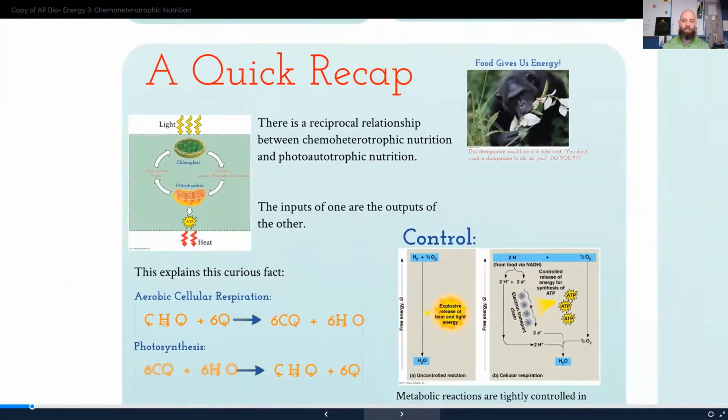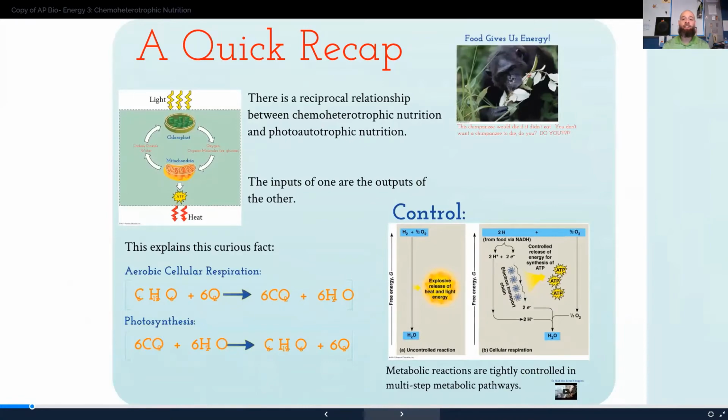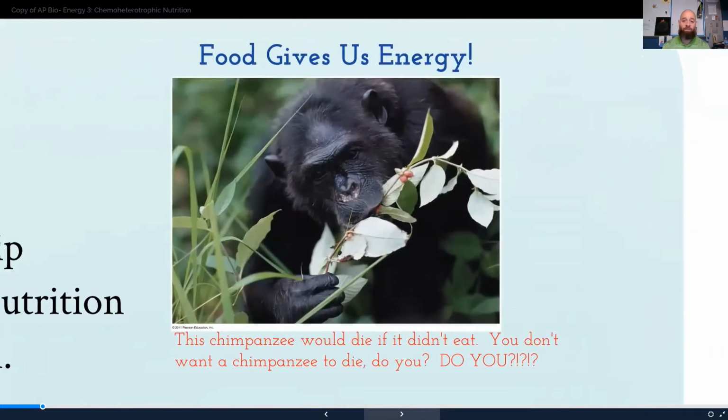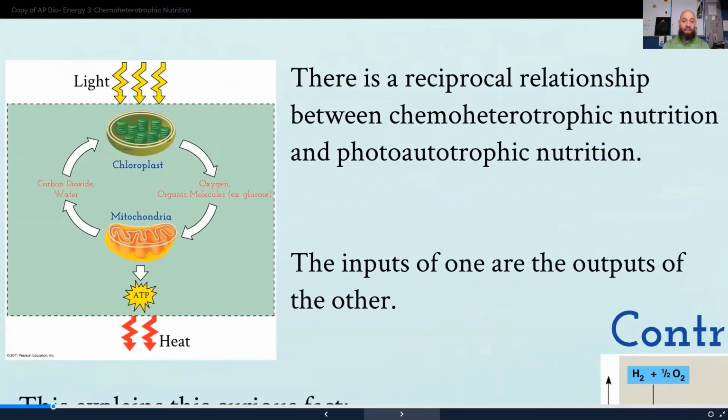How do living systems process energy? Well, quick recap on energy in general. Food gives us our energy. We break energy out of the bonds of other molecules and then couple those into our ATP, which our body then couples into other reactions. So very heavy on our thermodynamics there, with energy being transferred, not created or destroyed. There's a reciprocal relationship between chemoheterotrophic nutrition and photoautotrophic nutrition, or between cell respiration and photosynthesis. And that is that the inputs of one are the outputs of the other.